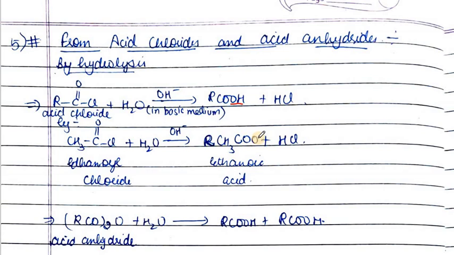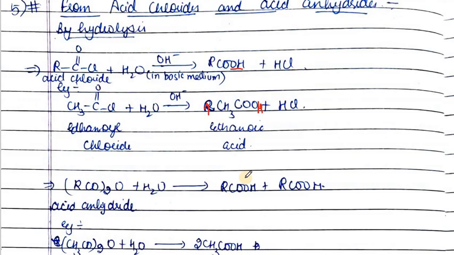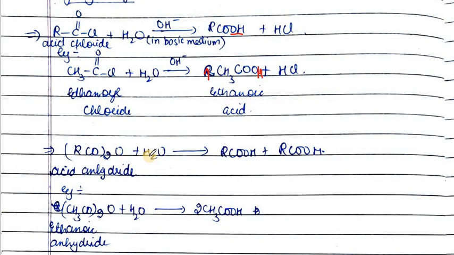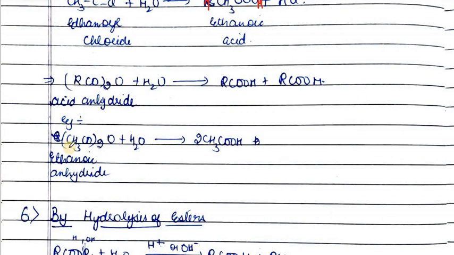CH3COOH plus HCl, so ethanoic acid is formed. Similarly, if we treat an acid anhydride with water, there are 2 RCO groups, so we get 2 carboxylic acids, RCOOH. If we take a particular example, acetic anhydride or ethanoic anhydride, then we get 2 molecules of acetic acid, that is ethanoic acid.